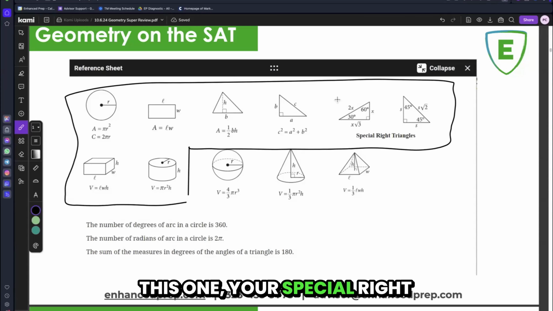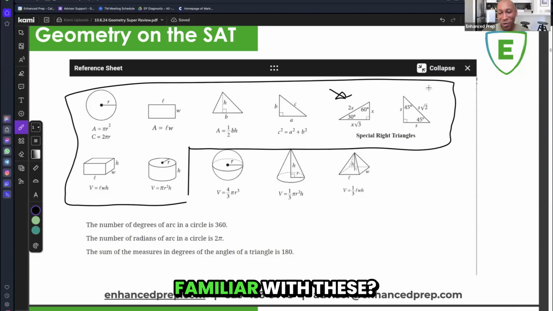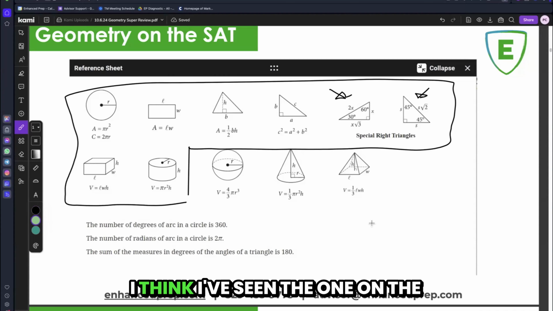This one, your special right triangles. I'm not sure if you're familiar with these. Have you seen these before? I think I've seen the one on the right. I don't think the left one though.